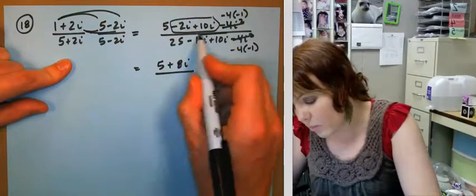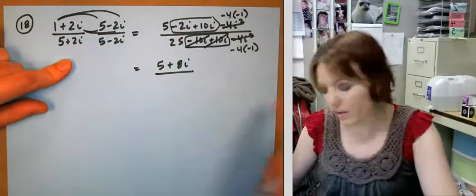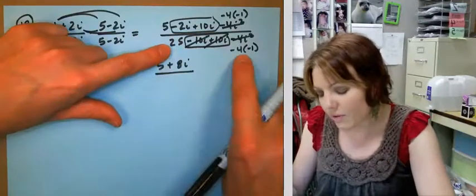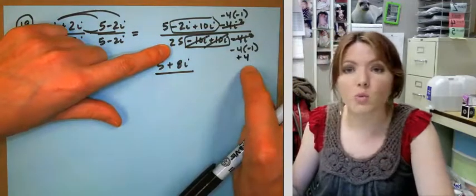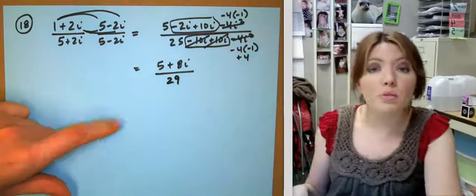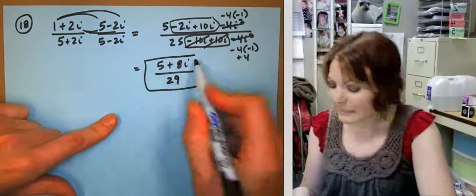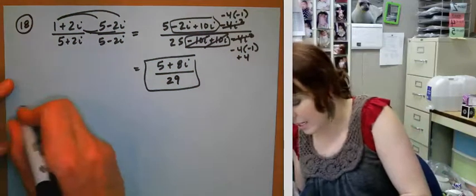On the bottom, we have -10i and positive 10i. Those cancel each other out. Then we have 25, -4 and -1. That turns into a positive 4. And 25 plus 4, that is 29. And then you want to go through and see if you can simplify. In this one, not much else we can do. So we are done.